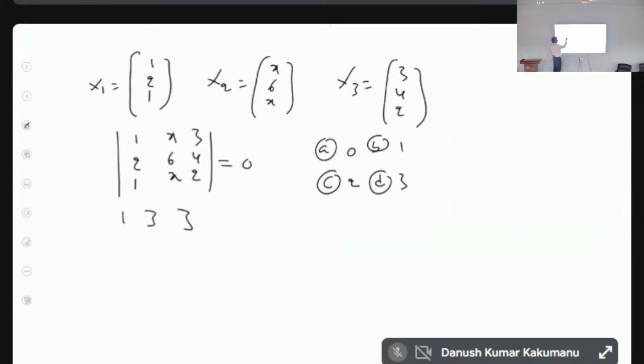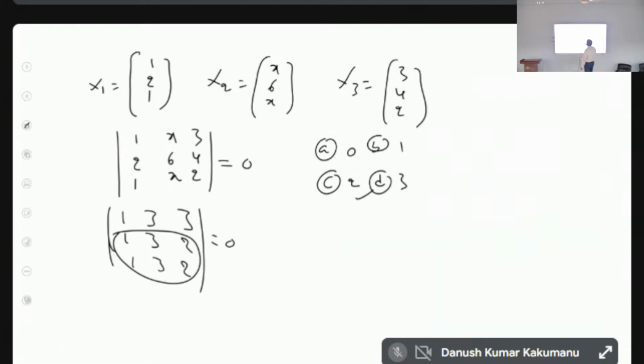1, 3. This is what? 1, 3, 3. This is also 1, 3, 2. 1, 3, 2. Determinant becomes 0, because these two rows are the same, determinant becomes 0. 3 is the correct answer. For x equal to 3, the determinant value is 0. If you put x value 3, two rows become the same.